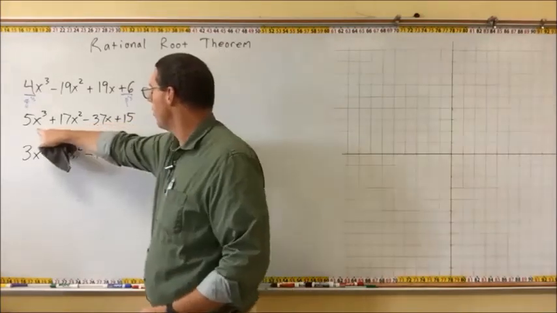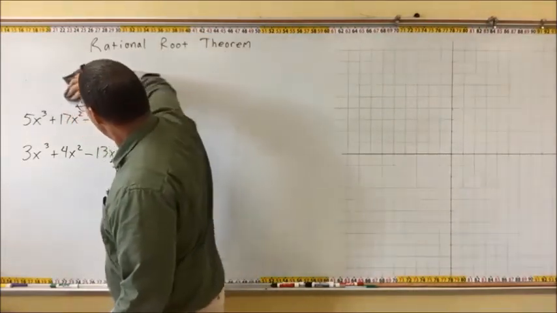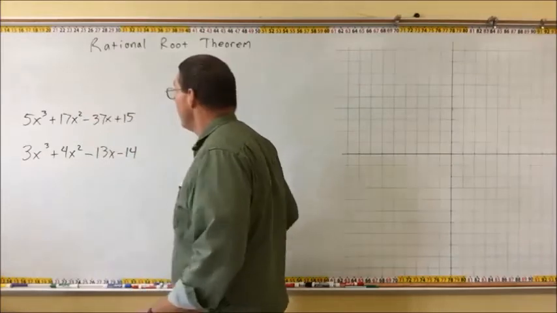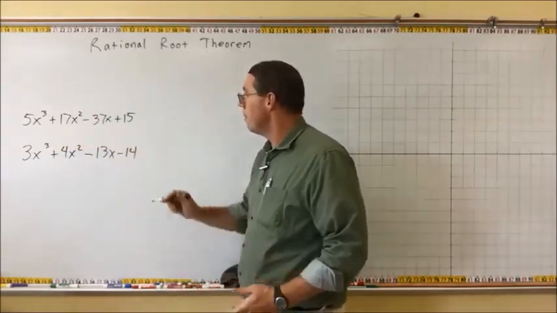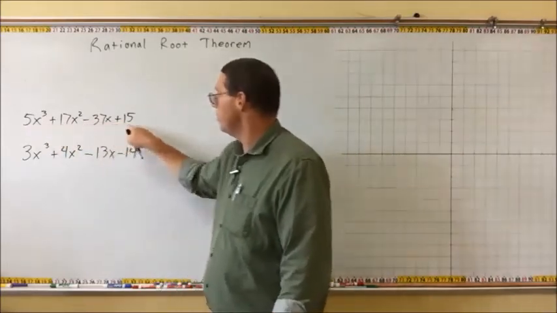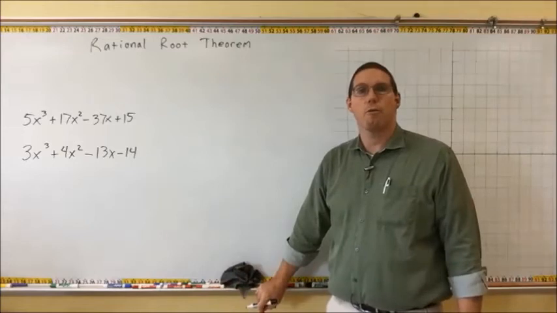In fact, why don't you try it? Why don't you pause the video in a minute? Let's erase this one. Take this one: 5x cubed plus 17x squared minus 37x plus 15. Remember, you only need the 5 and the 15. You don't need the rest of that in the middle. Pause the video and see if you can find the possible rational roots.